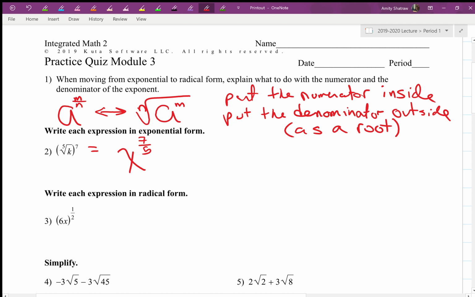Write each expression in radical form. Here we go. I want to take the square root of 6x. Now technically there is a hidden invisible 1 right here. And there's a hidden invisible 2 right there, but I don't really like writing those things down. I like for those to be hidden. So again, I'll just say this is the square root of 6x.